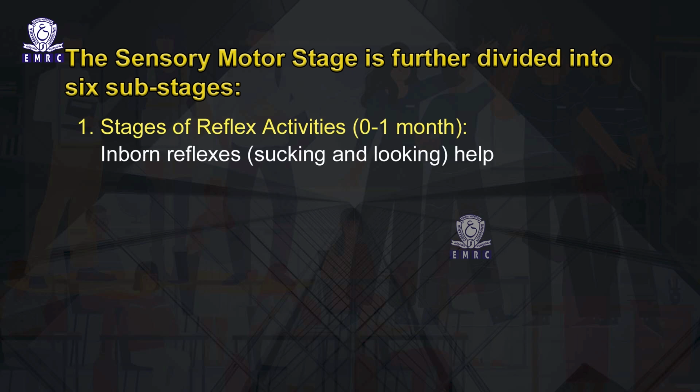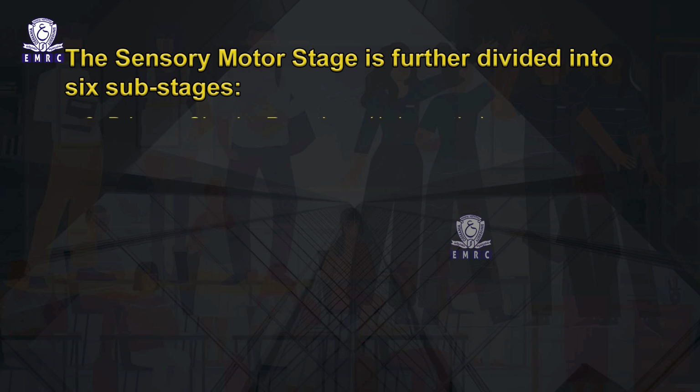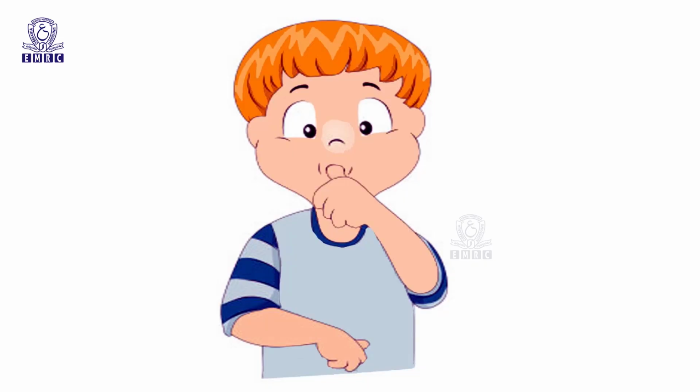These stages are: first is the stage of reflex activities, from 0 to 1 month. The infant's inborn reflexes such as sucking and looking help the child to understand the surroundings in this stage. Then there are primary circular reactions, which happen from the first month to 4 months. Sensations and schemas get coordinated in this stage. Whatever children do in this stage, they tend to do it repeatedly as they derive pleasure from doing so.